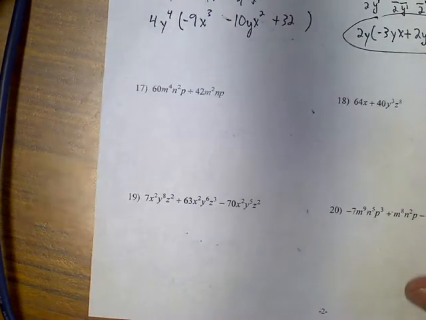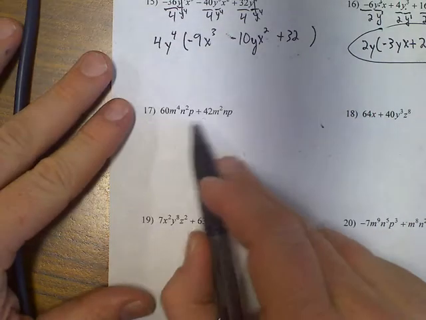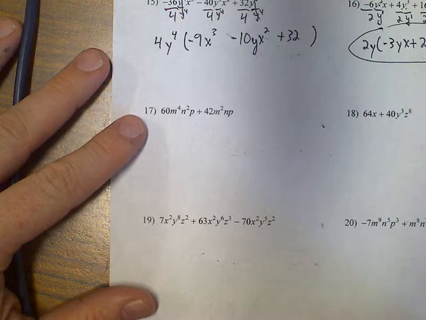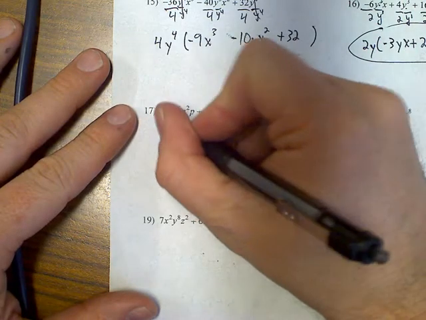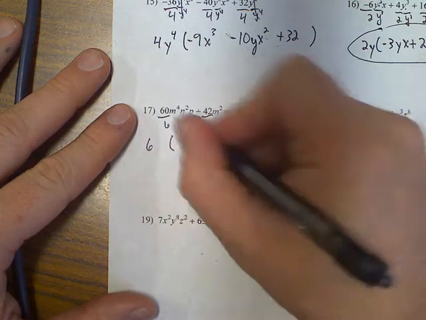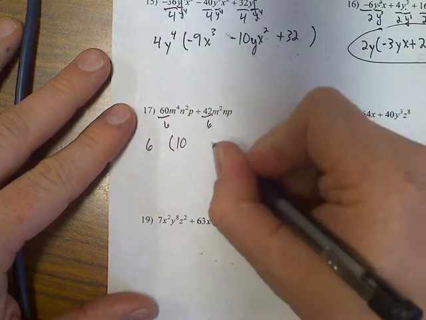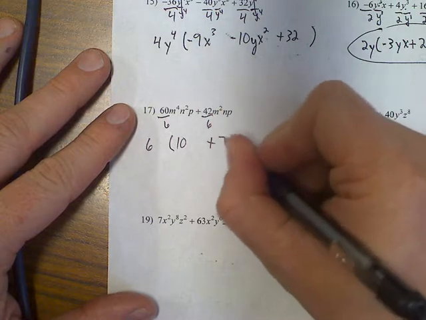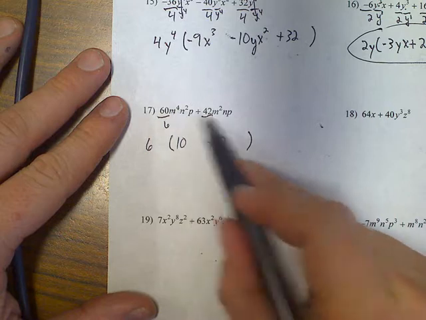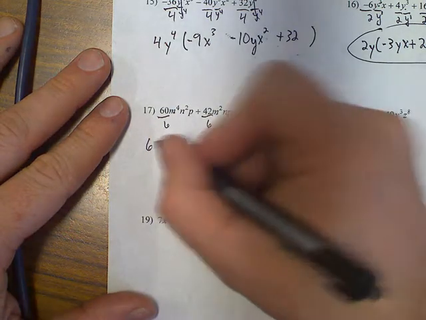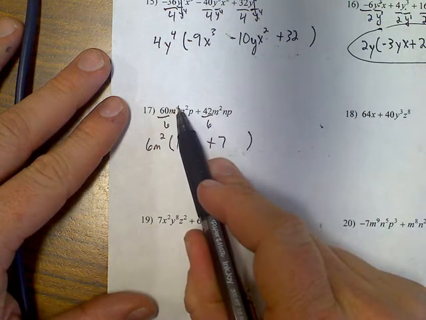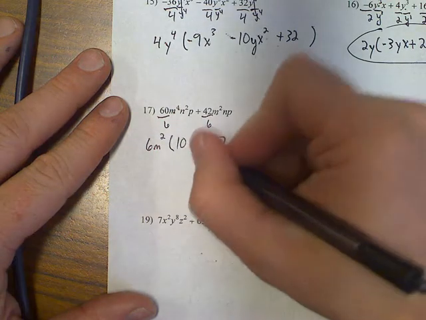Let's see. What is the largest that can come out of these two? 7, so 6. So I can take a 6 out. That would leave me with 10. This would leave me with 7. So m to the 4th, m squared. That means I can take 2 m's out. I had 4, I took 2 out, so I'm left with 2.